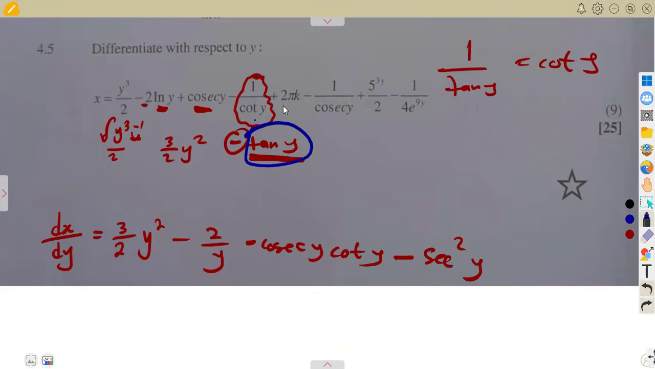Okay? 2 pi k. We do not have y in this case. We do not have the part of y there. So this is a constant. The derivative of a constant, that's a 0.